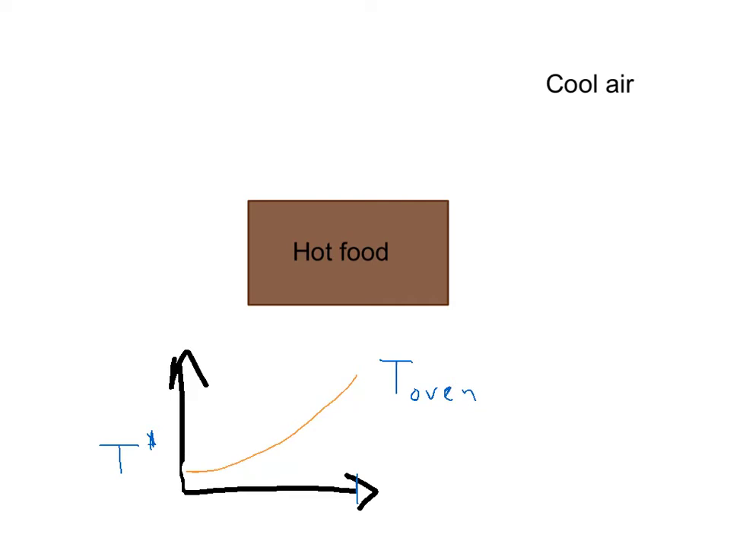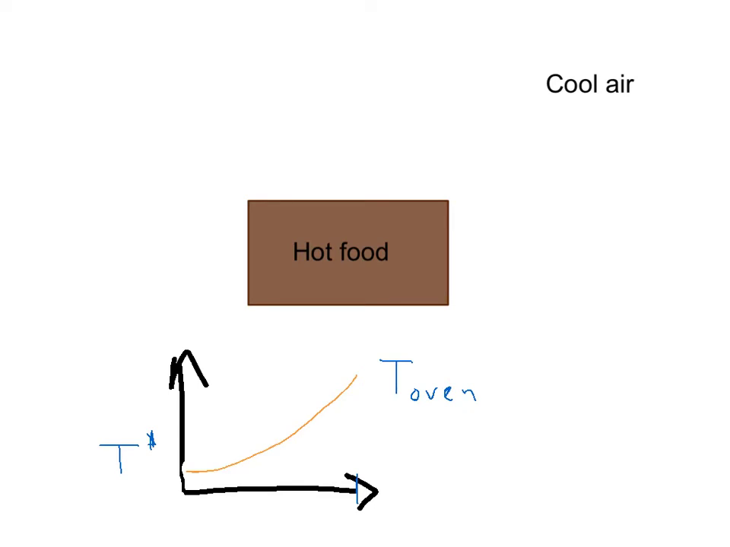Okay, I want to talk about what happens now when you take your hot food out of the oven and put it in the cool air around. So we're going to imagine you did something like cook a steak. The center of the food is at some temperature T star, which if you're cooking a steak is 60 degrees or 65 degrees, depending on how you like your steak. And the outside of the steak is at a temperature of T oven, which is the temperature of the oven.